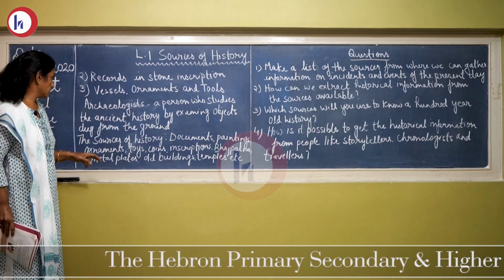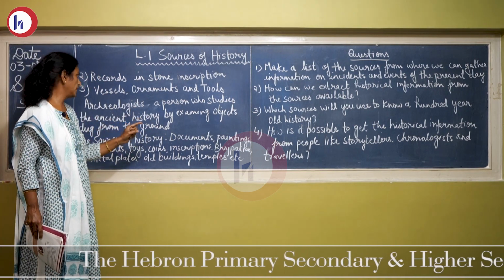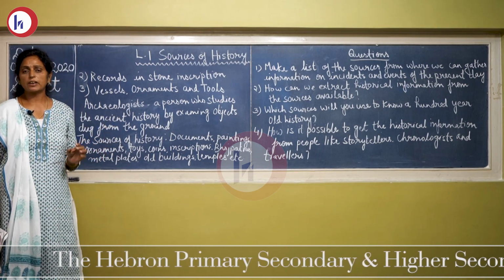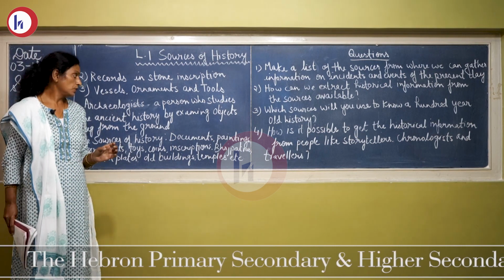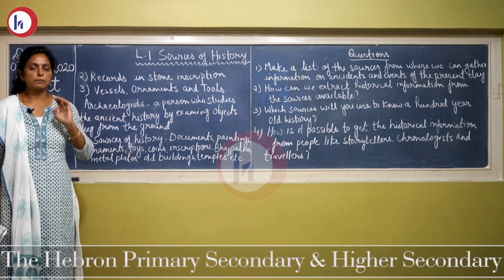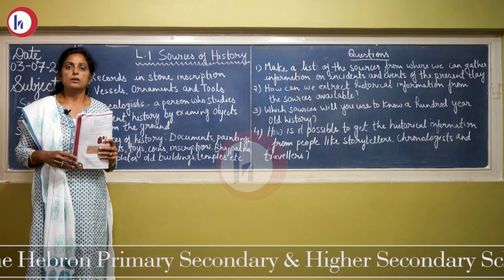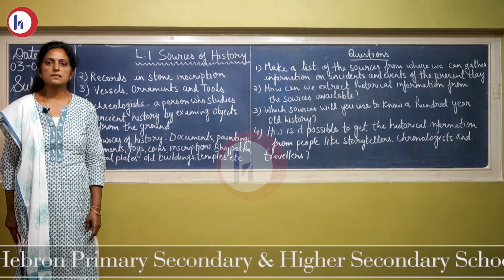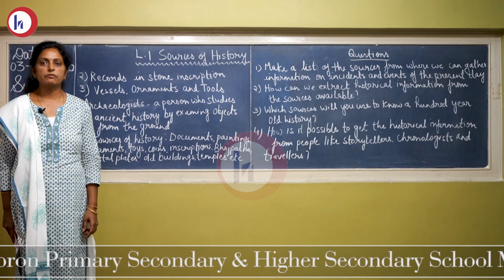What do you mean by archaeologist? An archaeologist is a person who studies ancient history by examining objects dug from the ground. And what do you mean by artifact? Artifact means vessels, tools, ornaments, pottery, etc. What do you mean by fossils? Fossils are animals and plants that lived thousands of years ago, which have turned into stone. During excavation, vessels, tools and ornaments are found which help us to know the history of ancient times.